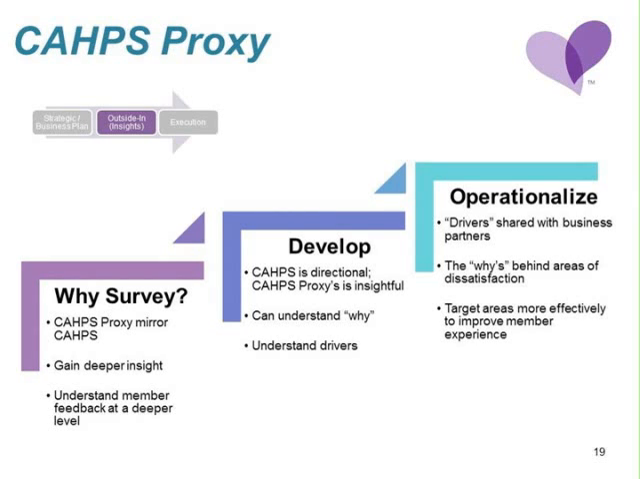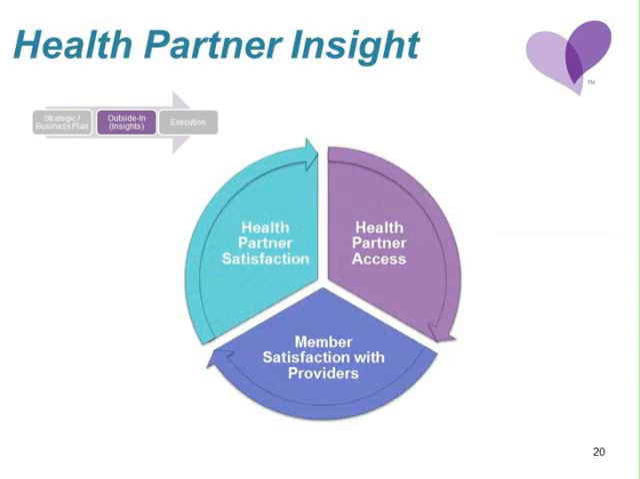The second tool that we use is we get health partner insight. And some of the traditional things, and in a lot of states, quite frankly, they require the health partner satisfaction and the health partner access survey. That's the secret shopper. But what we added in our organization was member satisfaction with providers, and that's really that 365-degree view from the member's point of view, looking at our top providers in each of our states.